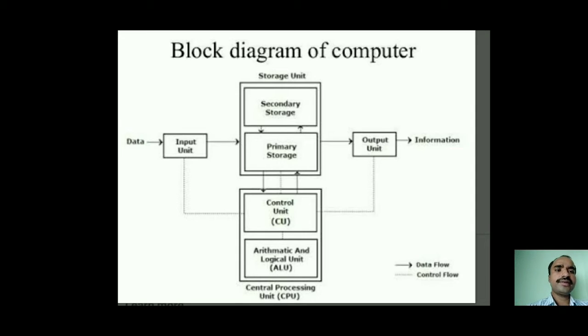Then it is connected to the CPU, or central processing unit. In that there are two parts: one is the control unit, the second is the ALU, that is the arithmetic logical unit. The flow is the same. Whenever the CPU requires memory, it gets connected to the storage unit, and once the process is done, it may be saved in the storage unit or transferred to the output unit, and the output unit shows the information to the user. So these are the basics of the block diagram of a computer.